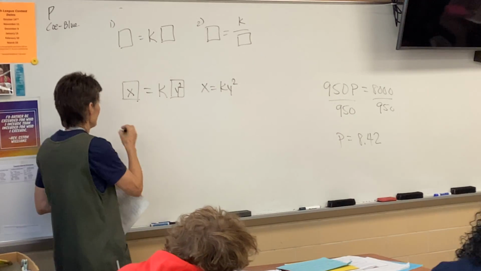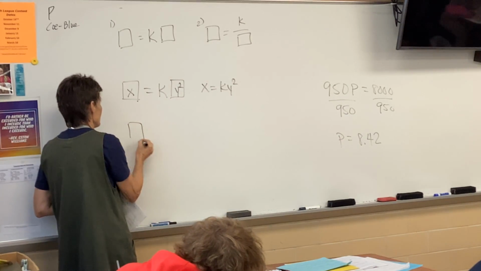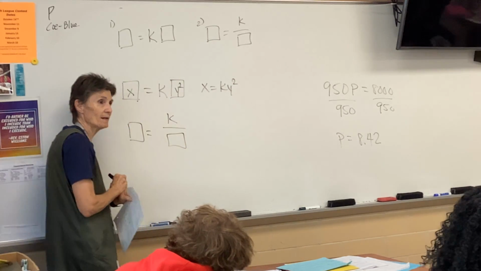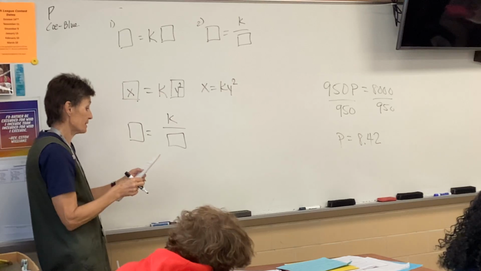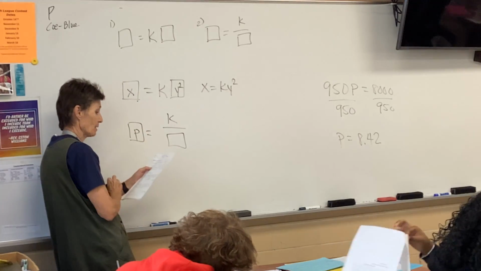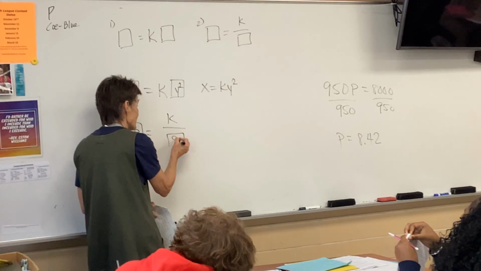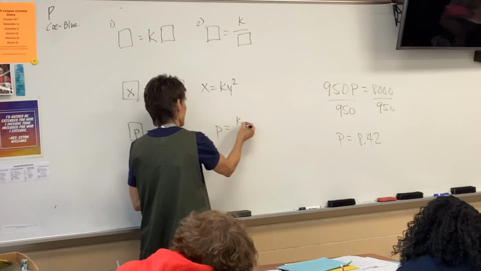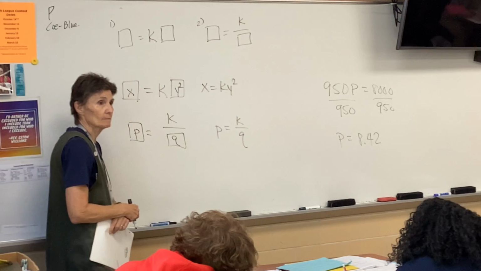All right, what about B? What's B gonna say? Which format? 2. So that's my format. What have I got this time? I've got P varies inversely as Q. So in the answer blank, P equals K over Q.